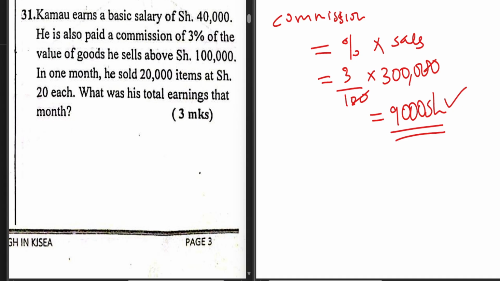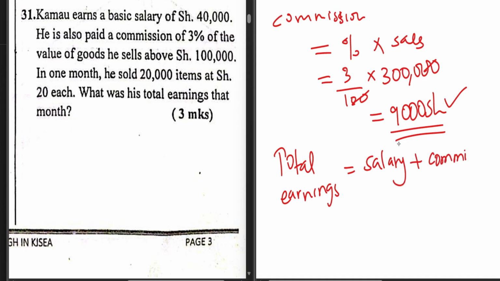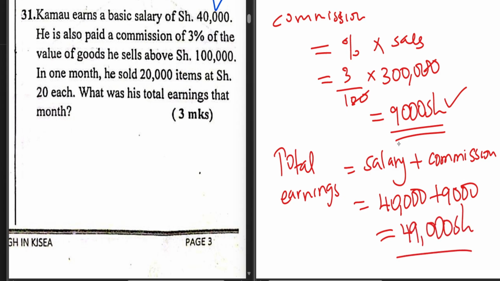He gets a commission of 9,000. But remember, not basic earnings but total earnings, meaning how much money he will get that month, which is your basic salary plus commission. So his basic salary is 40,000, which you've been given in the question, plus a commission of 9,000. So the guy gets 49,000 shillings. Isn't that easy?